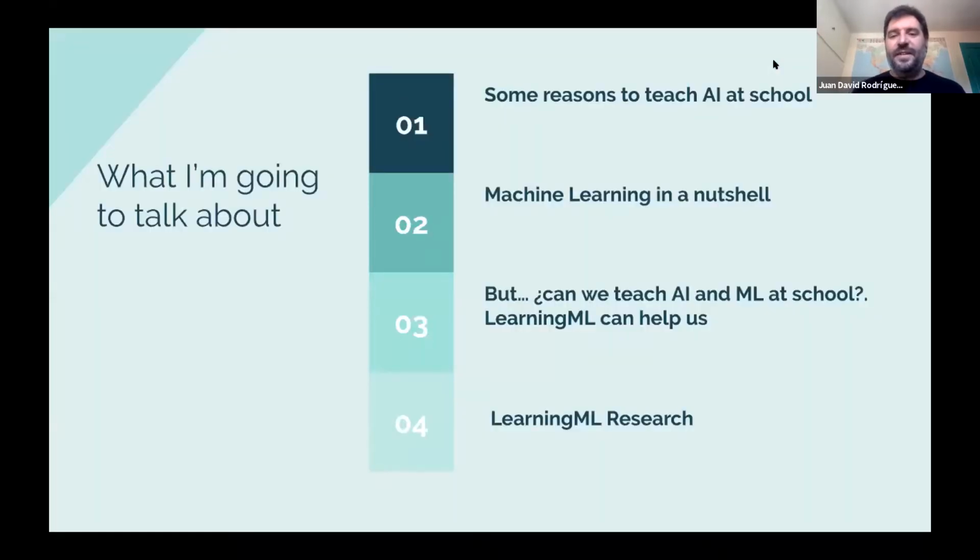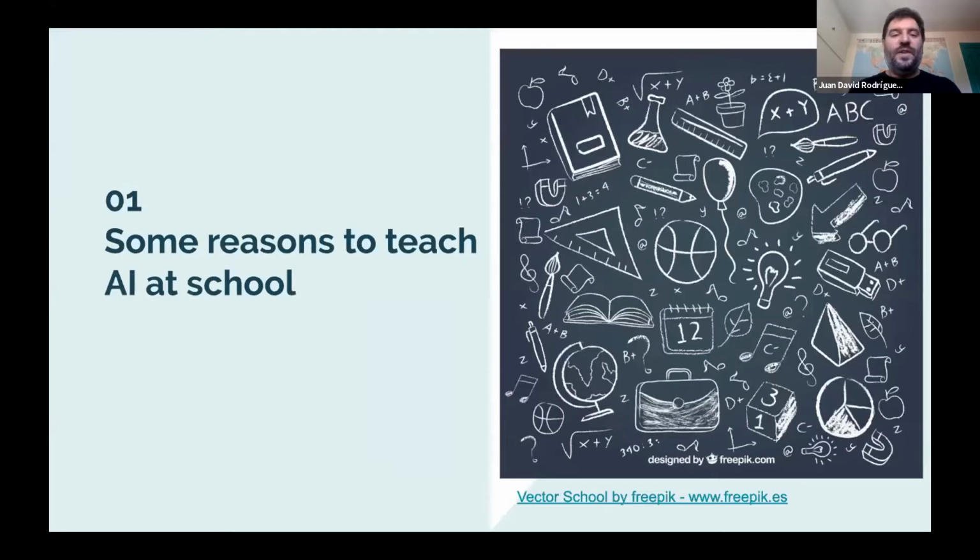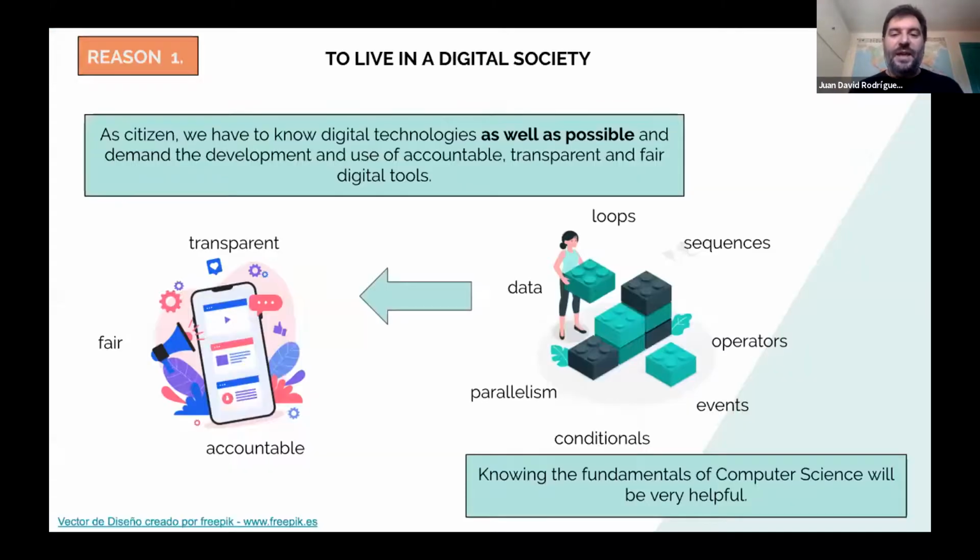This is the outline of the talk. First, I will give some reasons we think it's important to teach AI at school. Second, I will give a very brief introduction to machine learning. Third, I will describe our tool, Learning Machine Learning, and how it can help us to teach and learn AI at school. And finally, I will present some research we are carrying out around the tool. So let's start with the first point, some reasons to teach AI at school.